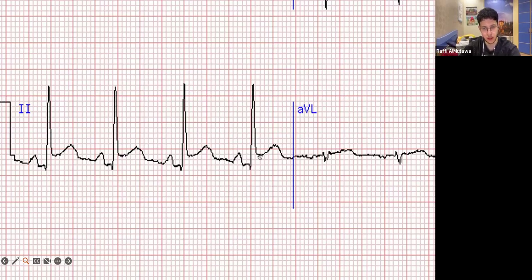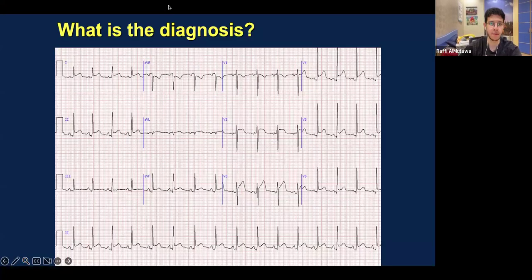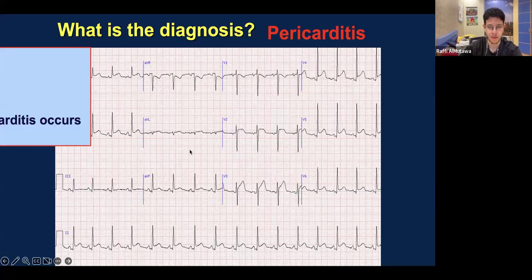And then there's also ST elevation. And it's not just one lead. All leads have this, making pericarditis more likely. And it's concave. Peri the platypus, exactly. Peri the carditis. Okay, so yeah, this is pericarditis.